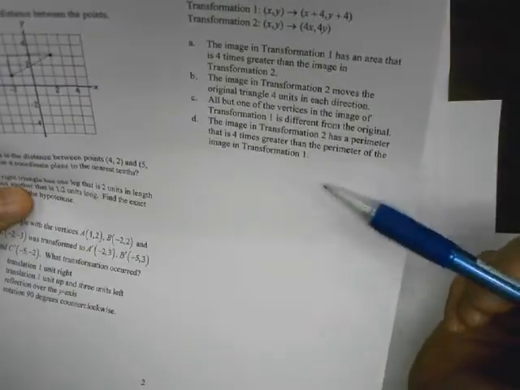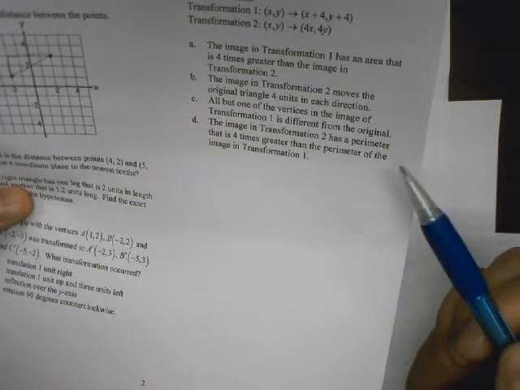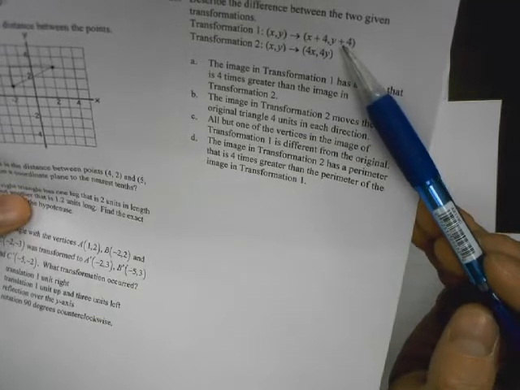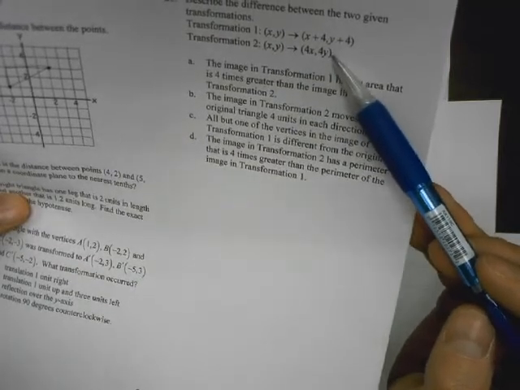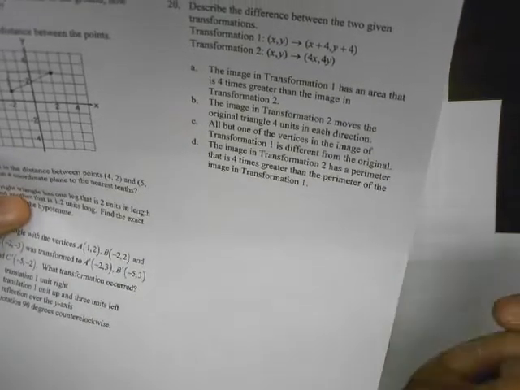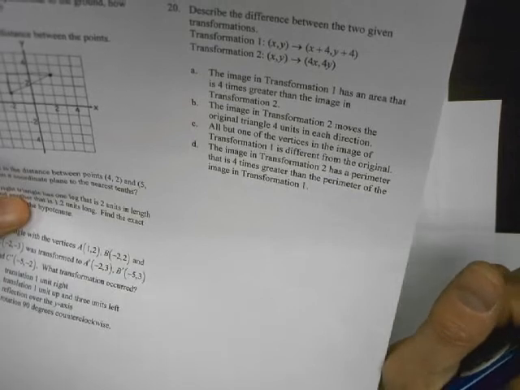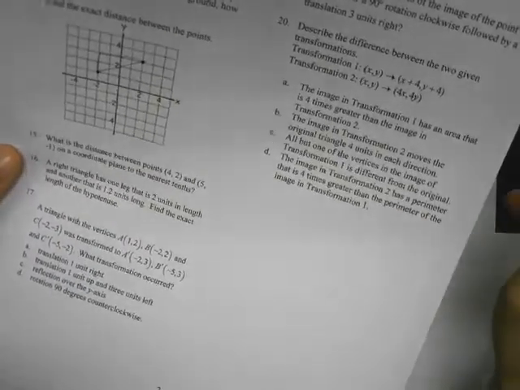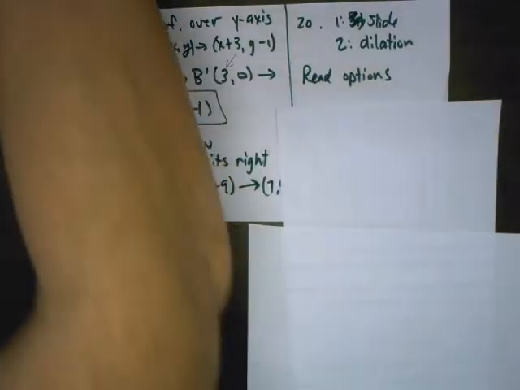And D, transformation 2 has a perimeter that's 4 times greater than transformation 1. Transformation 1 was a slide, perimeter doesn't change. Transformation 2 was a dilation with a scale factor of 4, and I know that from the coefficients. That gets 4 times bigger. Perimeter is the exact same factor, that many times bigger, or proportional to the scale factor. That's not true for area. Area is the scale factor squared, but for perimeter it's the same. So that's number 20. Hope that helped.